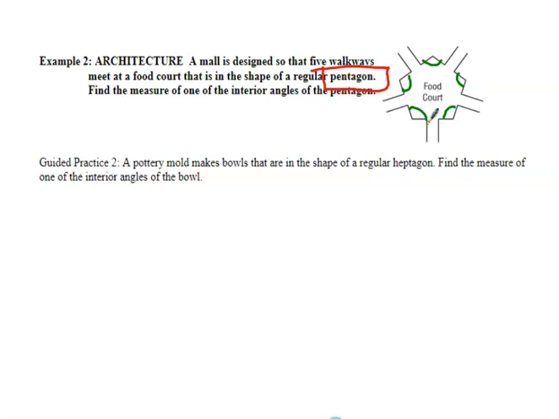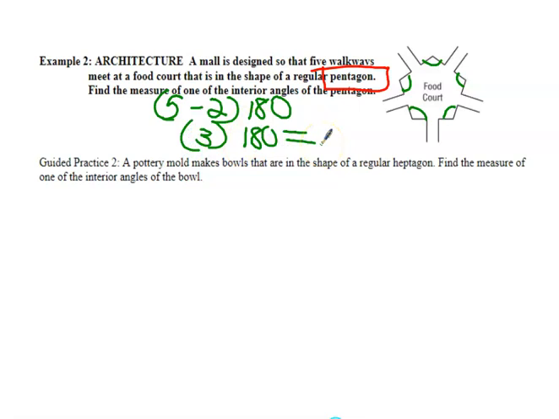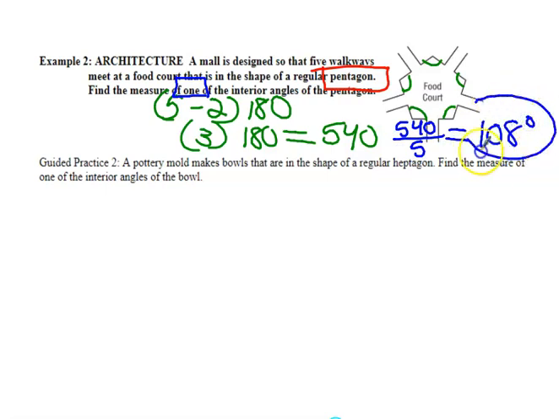Well, first we need to find the sum. So I have 5 minus 2 times 180. Then I have 3 times 180. So let's figure out what that is. So 180 times 3 is 540. And it says I only want to find the measure of one angle. So I'm going to do 540 divided by 5. So divide that by 5, and I get 108 degrees.